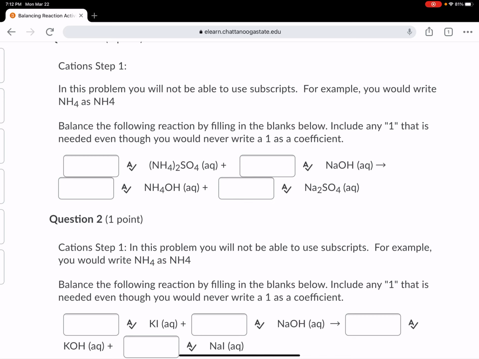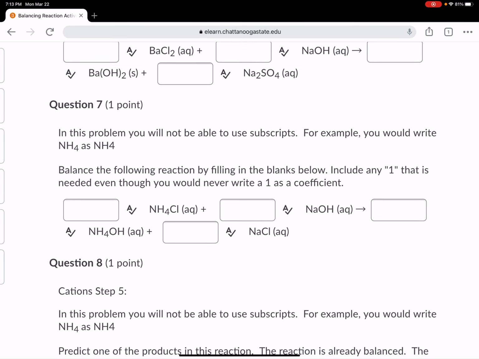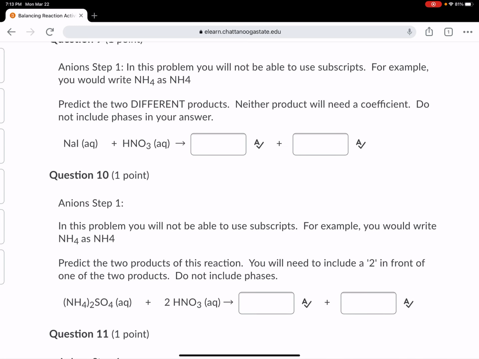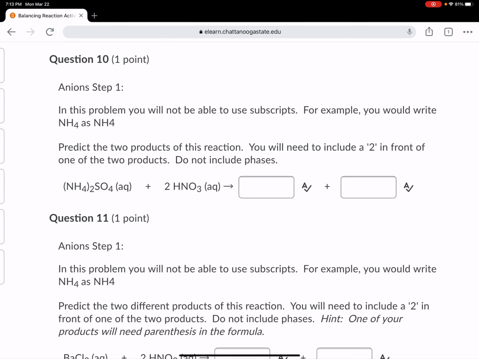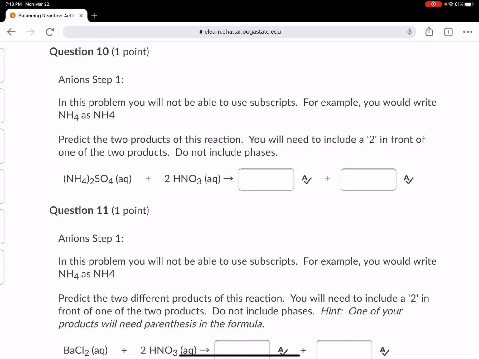The other thing to remember, there are some places where you will have to predict products. And it's in a little bit, like right here, you have to predict products. So we also need to make sure that everything is balanced. So let's look at this one right here. You'll notice there's a 2 in front of the HNO3. And so in this place, let's say that after you wrote in the product, whatever it happened to be, you figured out that you needed 2 of them.